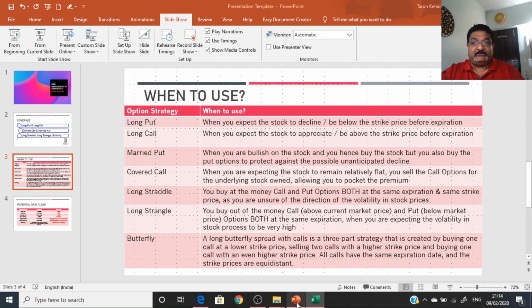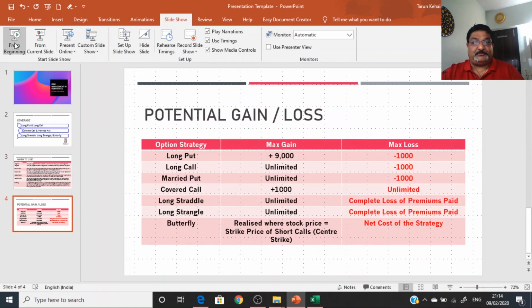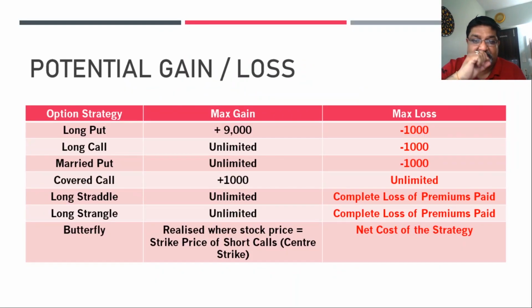Let us now quickly look at the slide which tells you about the potential gains or losses. If you look at the long call, there is unlimited gain because there is no limit to the upward price the stock can attain, whereas your losses are capped at $1,000, which is nothing but your option premium.